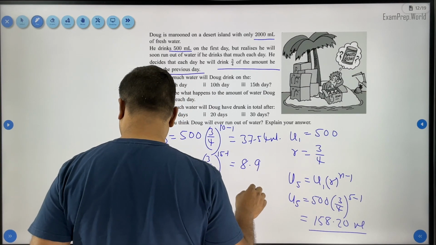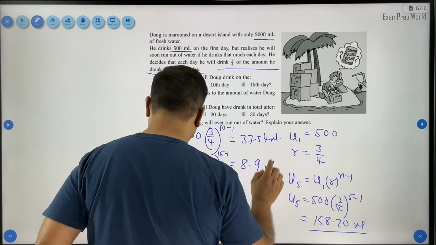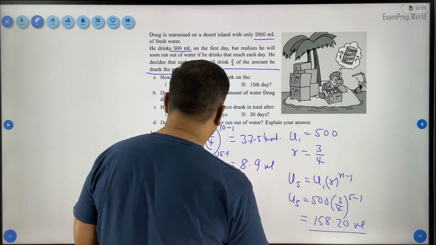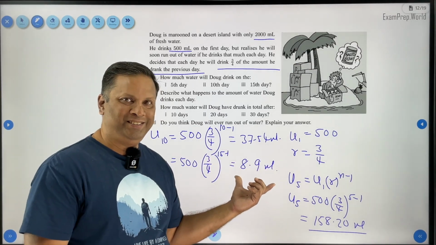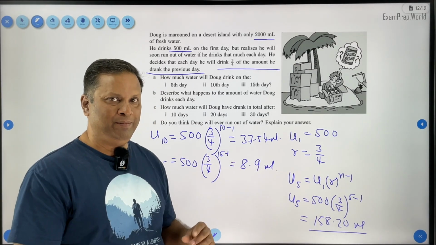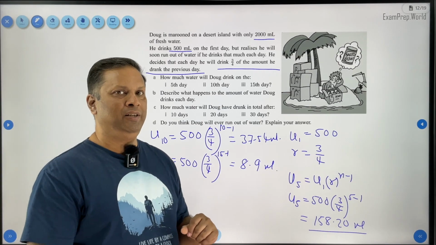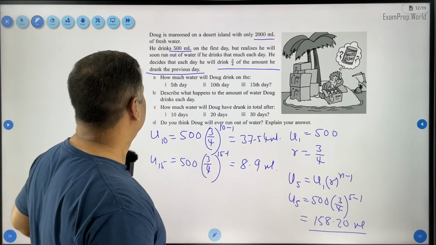8.9 ml. See, as the days are passing, he is only getting very little amount of water. I don't think in real time he will be able to survive with only 8 ml of water. Very difficult. He has to hydrate, right?